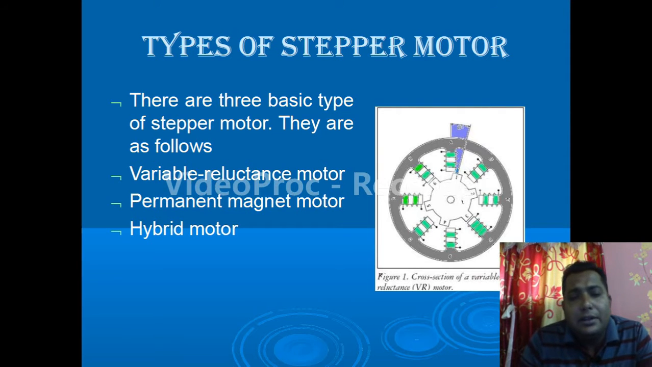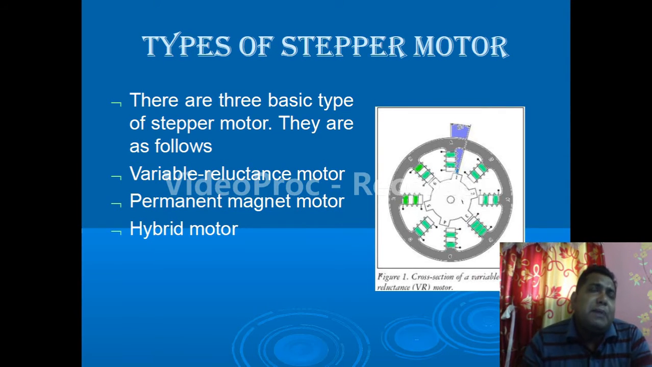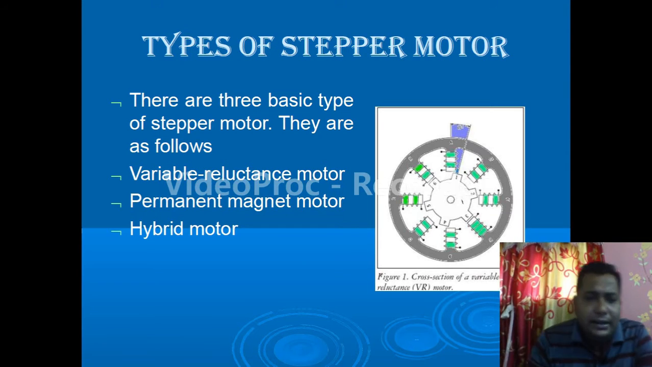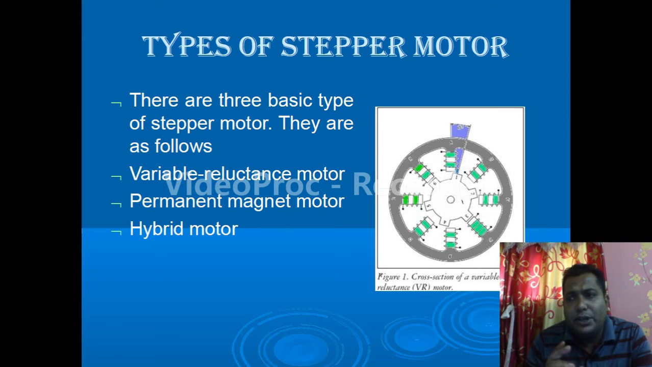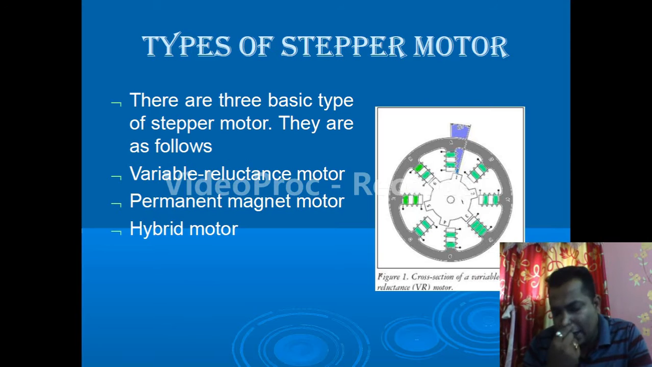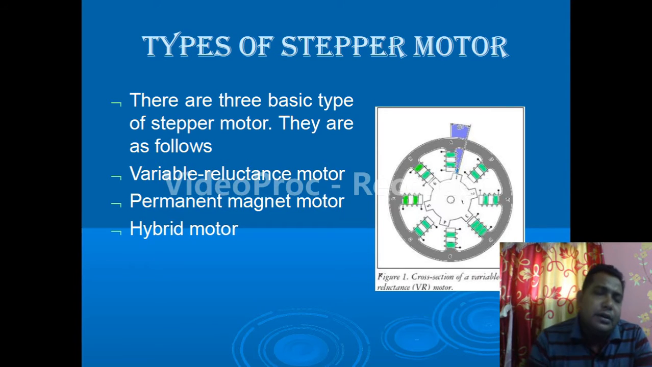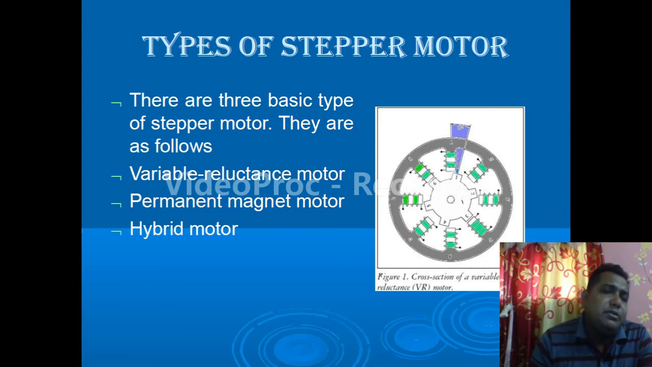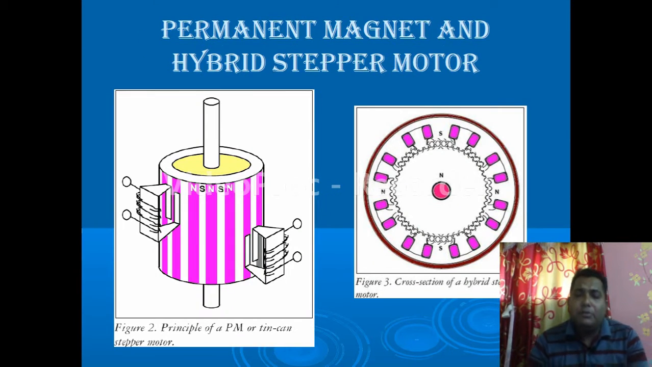Okay, and the permanent magnet motor. In permanent magnet motors, over the rotor we have a permanent magnet slotted, so that we can make the different angles, different steps in the motor. Later on we are going to see how the structures are made and how they work. And the hybrid motor is the combination of these two properties. Okay, so coming to the next, these are the types of stepper motor we have.